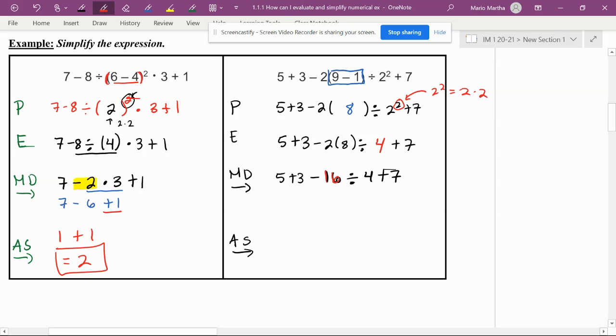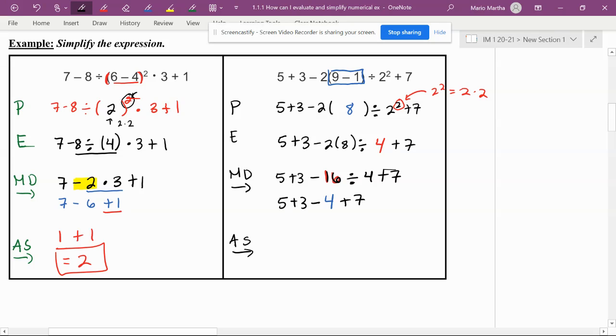Multiplied it out. Now, I already did multiplication because it came first, right? 2 times 8 came first. Now I want to make sure that I do the division, which would be 16 divided by 4. So again, everything else stays the same. I don't want to simplify anything until I do step by step. So 5 plus 3 and then minus 16 divided by 4 becomes 4 and then plus 7.